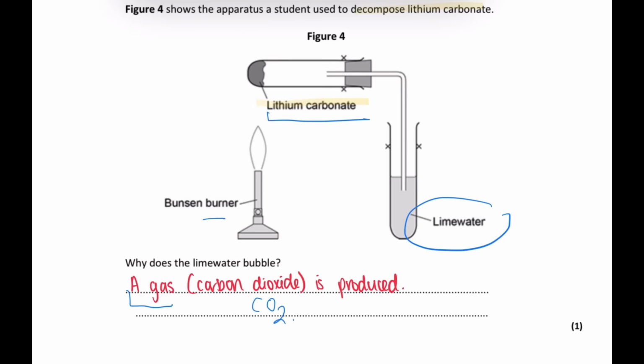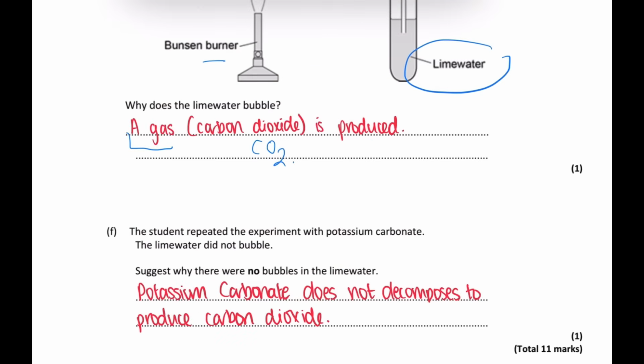So if you see bubbles when we do the lime water test, this is the test for carbon dioxide. The students repeated the experiment with potassium carbonate. The lime water did not bubble. Suggest why there was no bubbles in the lime water.